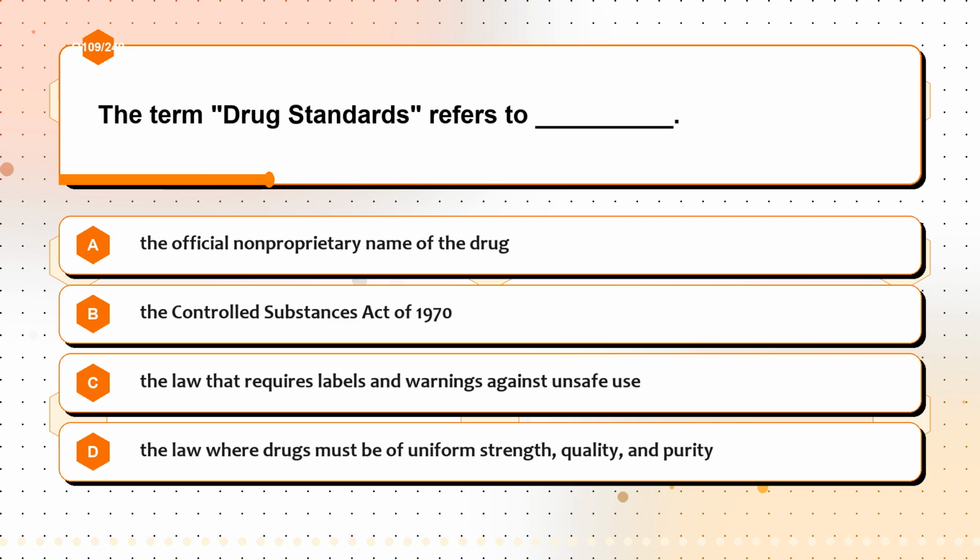Here are the options. Option A, the official non-proprietary name of the drug. Option B, the Controlled Substances Act of 1970. Option C, the law that requires labels and warnings against unsafe use. Option D, the law where drugs must be of uniform strength, quality, and purity.